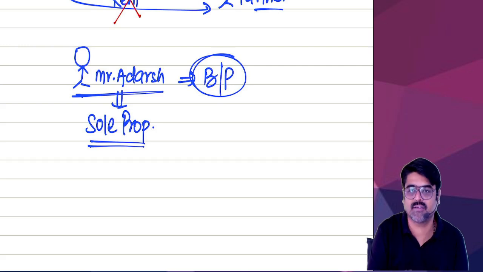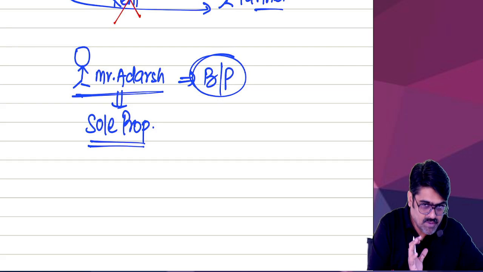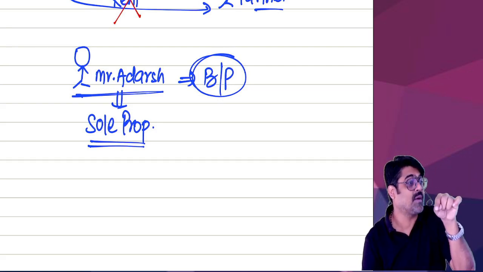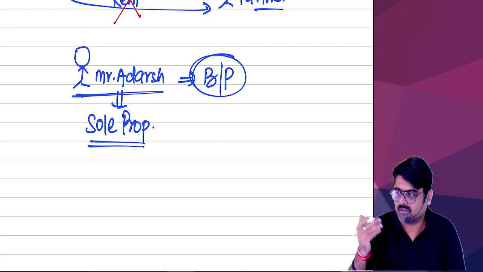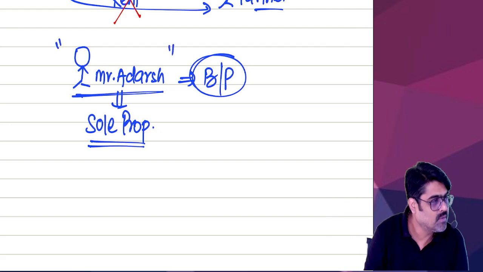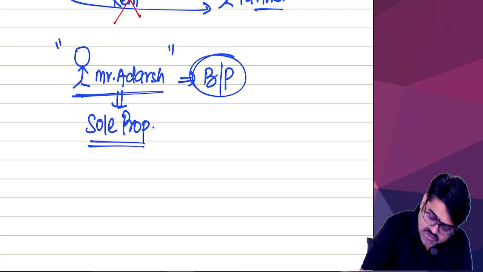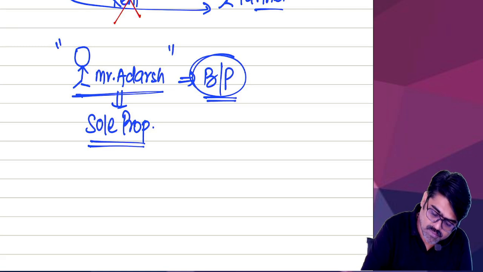In my earlier example, how many owners were there? Myself and Bhagyashri, we partners are the owners of that business. Yes or no? In the case of a company, shareholders will be the owner. But in the case of a sole proprietary business, only this individual will be the owner of the business. Okay. So for this business or profession, only Adarsh is the owner.